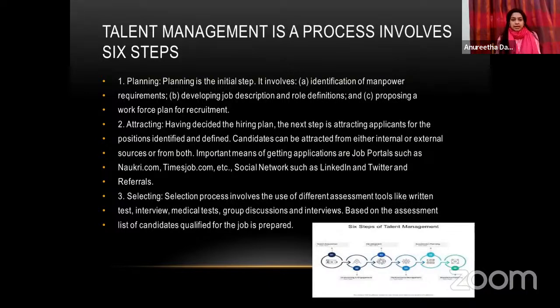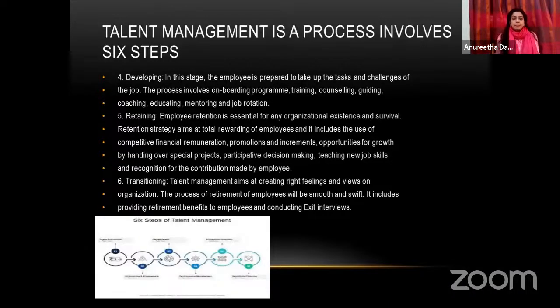Next is selecting. The selecting process involves the use of different assessment tools like written tests, interviews, medical tests, group discussions. All these things should be assessed in order to select them. Then you have developing. In this, there is onboarding, training, counseling, guiding, coaching, educating, job rotation. All these things are very, very challenging to bring about in the organization. So this is the 4th step: you have to understand that the developing parameter has to be there in order to prepare the employee to be industry ready and very competitive.